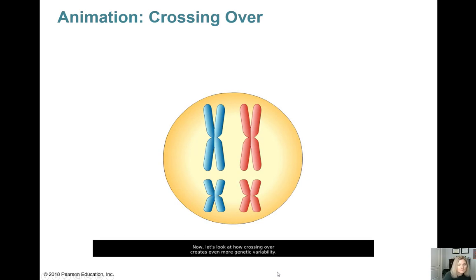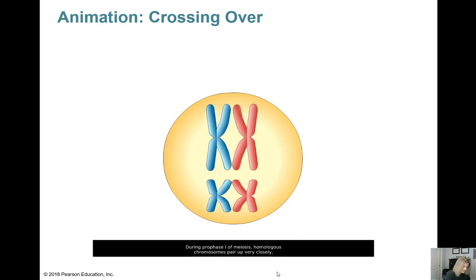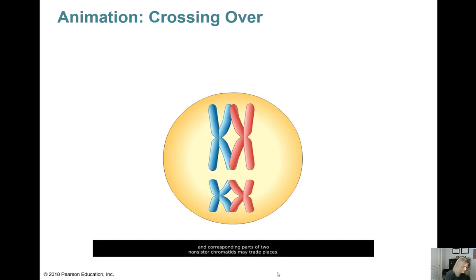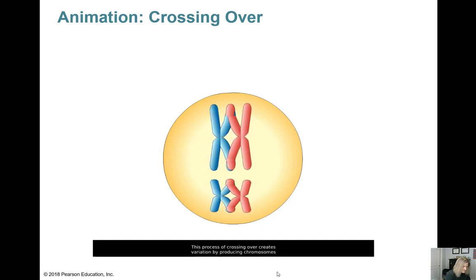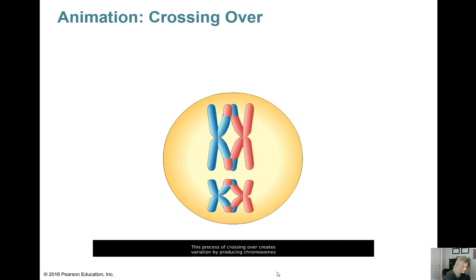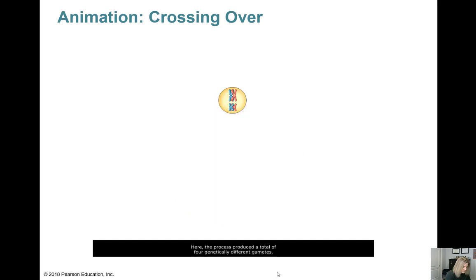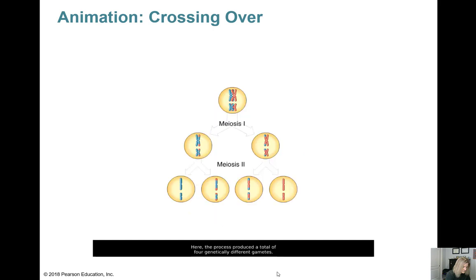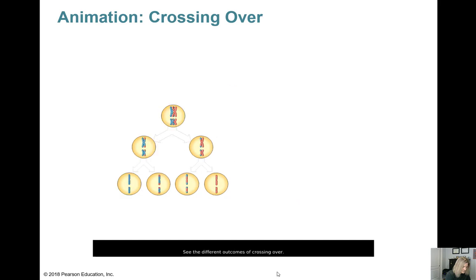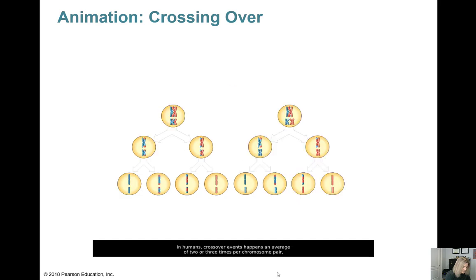Now let's look at how crossing over creates even more genetic variability. During prophase 1 of meiosis, homologous chromosomes pair up very closely, and corresponding parts of 2 non-sister chromatids may trade places. This process of crossing over creates variation by producing chromosomes that combine the genes inherited from 2 parents. Here, the process produced a total of 4 genetically different gametes. See the different outcomes of crossing over. In humans, crossover events happen an average of 2 or 3 times per chromosome pair, greatly increasing the variation among eggs and sperm.